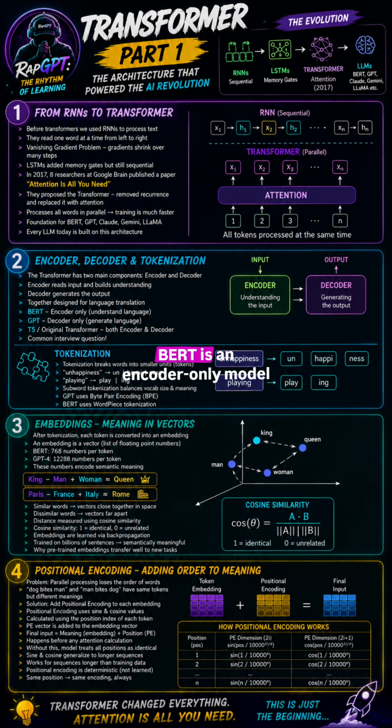BERT is an encoder-only model trained to understand language. GPT is a decoder-only model trained to generate language. T5 and the original transformer use both encoder and decoder. Knowing which model uses which part is a common interview question.